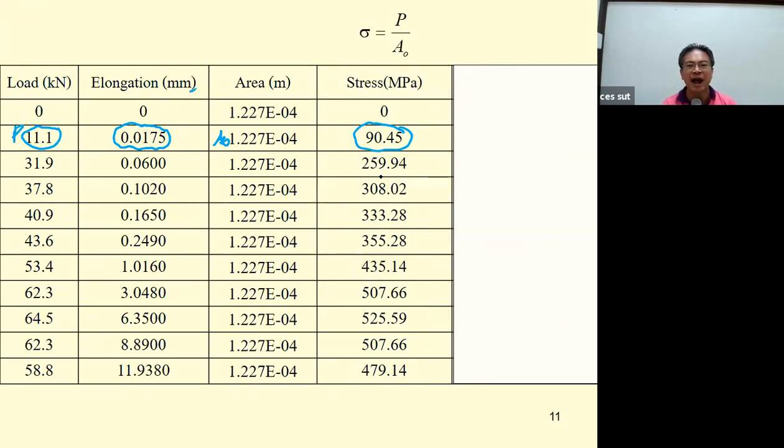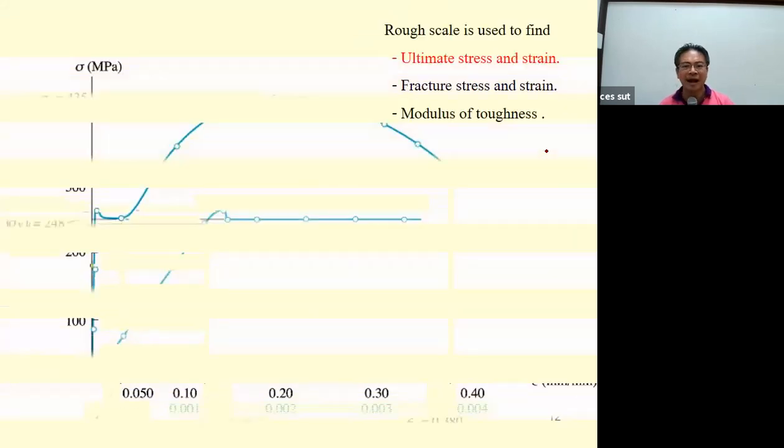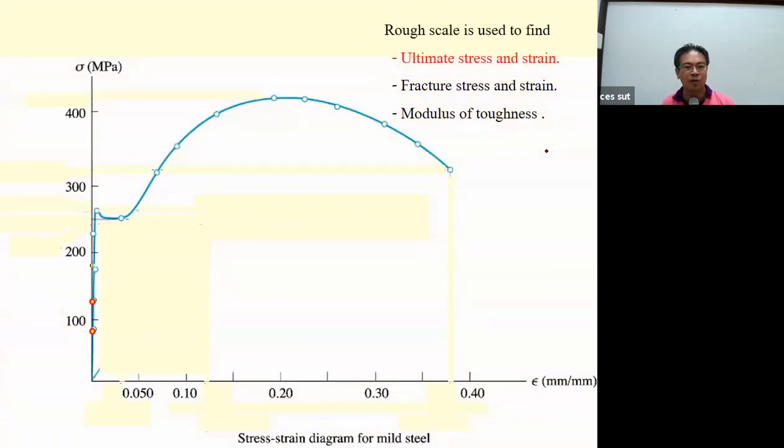And also we have the L sub O. We divide this elongation by the original length, and we get the strain, okay? So for each reading of the elongation, you will have the stress and the strain. You get one point on the graph. You do it, and then you will plot the graph. Do we plot the graph in the lab? You have to do it by hand.